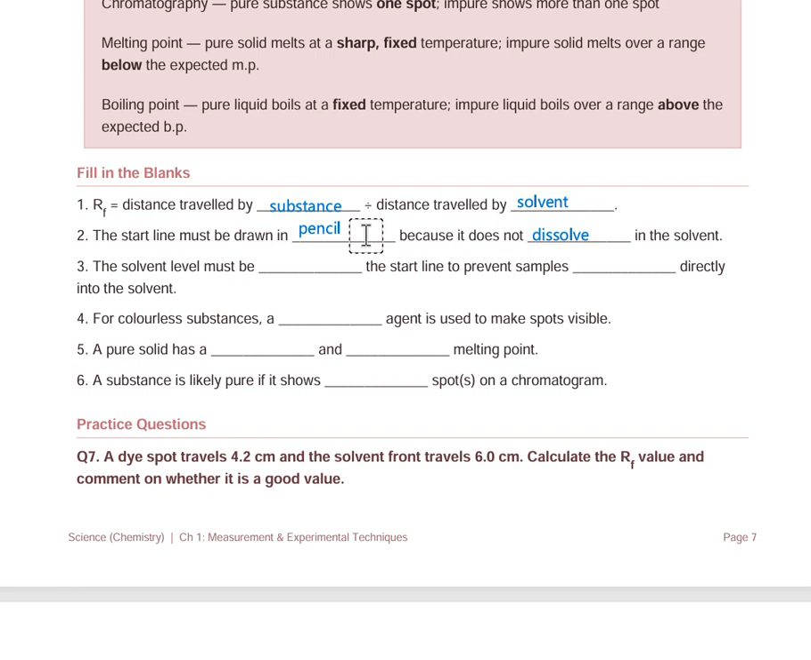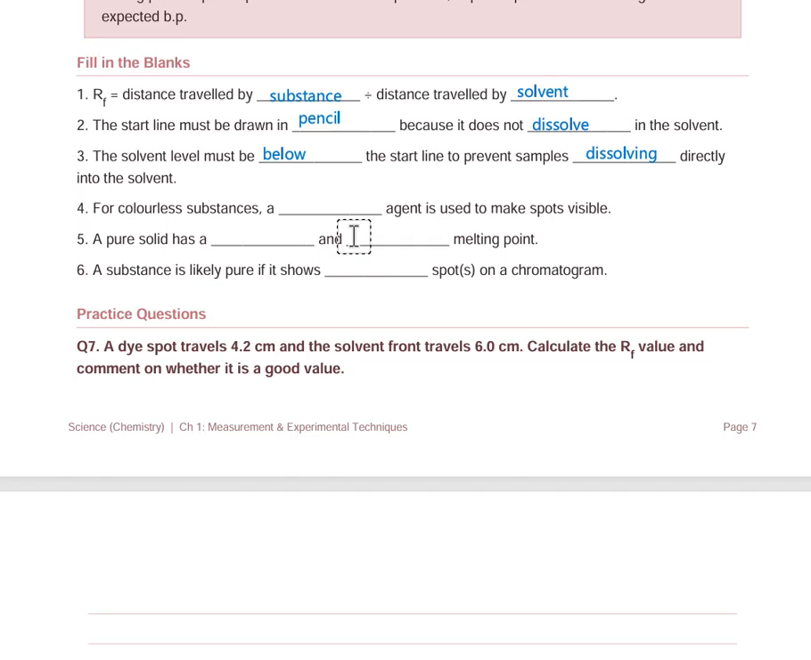Okay. The solvent must be below the start line to prevent samples dissolving. For colourless substances, a locating agent is used to make the spot visible. A pure solid has a sharp and fixed melting point.